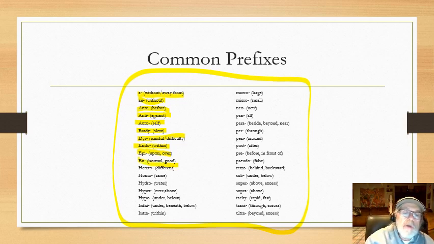We talked about eu being good or normal. Hetero means different. Heterosexual, different sexes. Homo means the same. Things that are of the same material are called homogeneous. Genus means formation. That was a suffix that we had before. Homogeneous means that they're the same material.